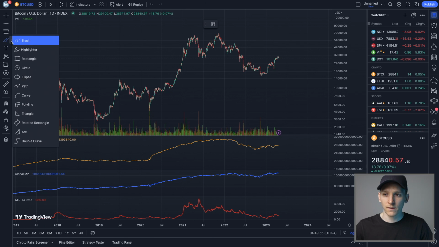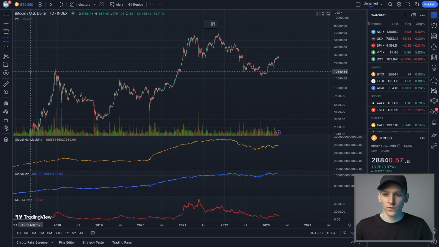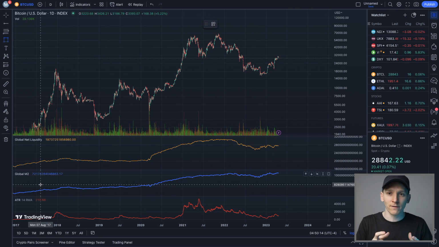But what we can do here is just come and see some correlation between two things. Global net liquidity of central banks, that's central banks either growing or shrinking their own balance sheets in order to either shrink or grow the economy and supply and demand within it. And then global M2 is money supply. As that grows and shrinks, risk asset prices also grow and shrink.